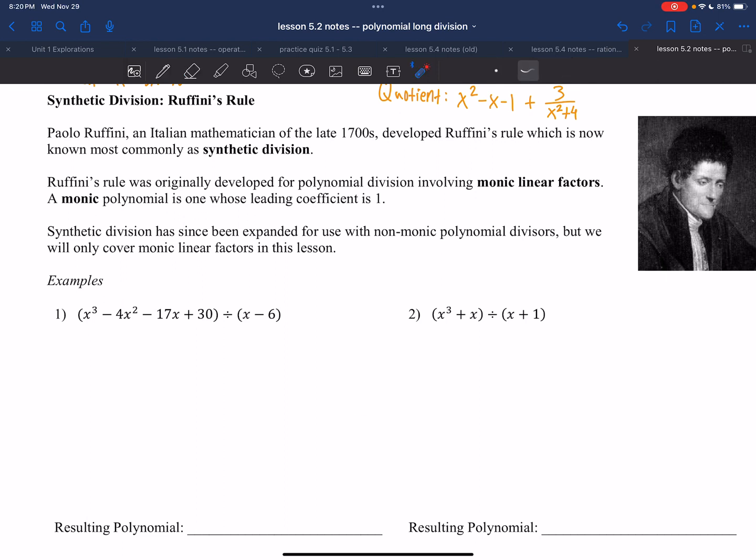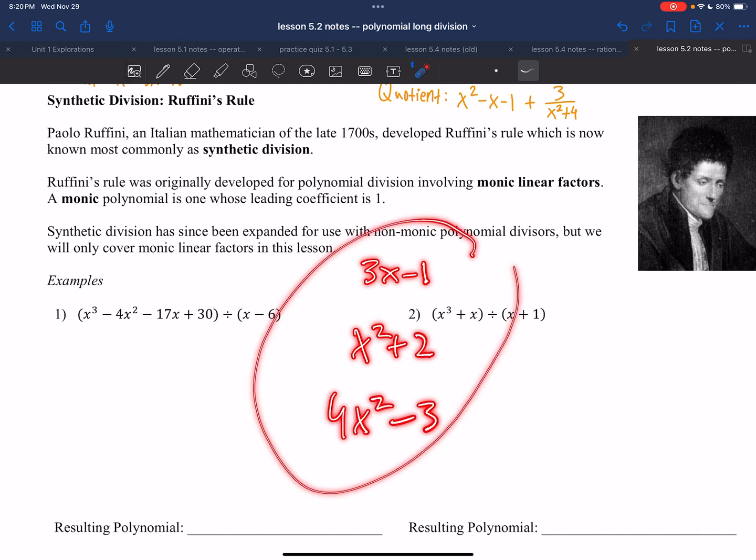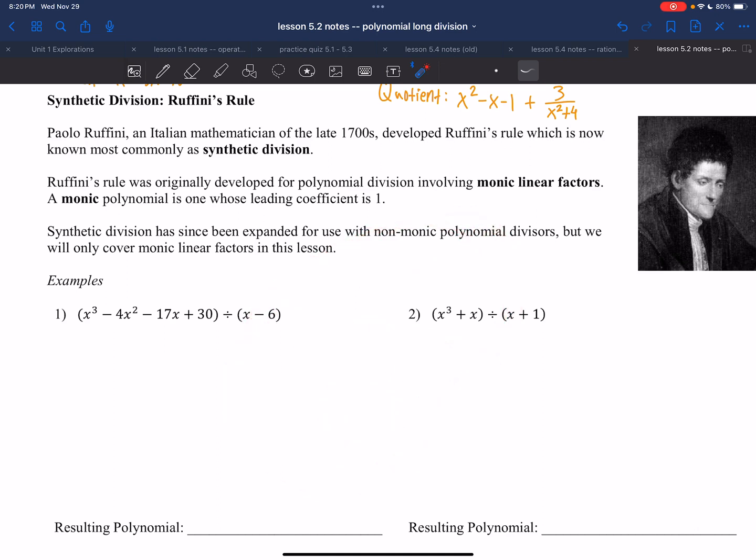Now, before I begin with synthetic division, this method I'm about to show you, there's an alteration you can do to it to work with non-monic polynomial divisors, meaning it'll also work with like 3x minus 1, and it could work with x squared plus 2, or even 4x squared minus 3. So there is a version of synthetic division that works with this, but it's an extra credit assignment that you can check out soon. If you're watching this in 2023, I probably haven't posted it yet, but if you're watching it later, I probably have. Anyway, just keep in mind, as far as our class goes, don't use this unless it's a monic linear factor, okay?